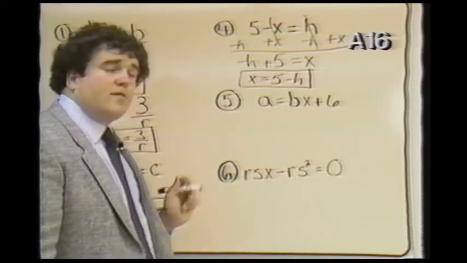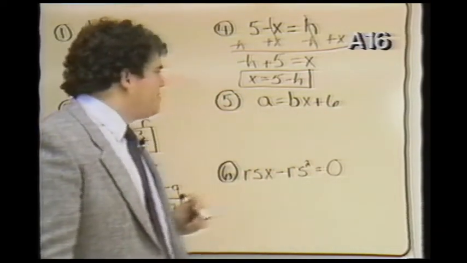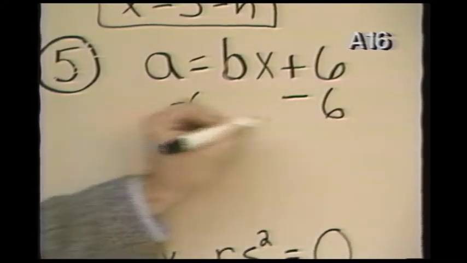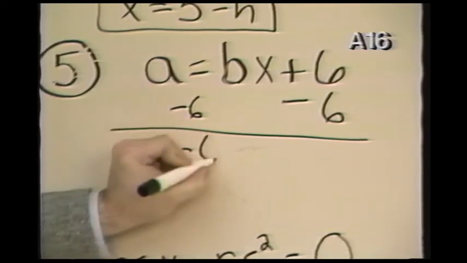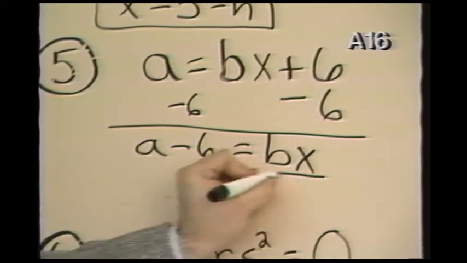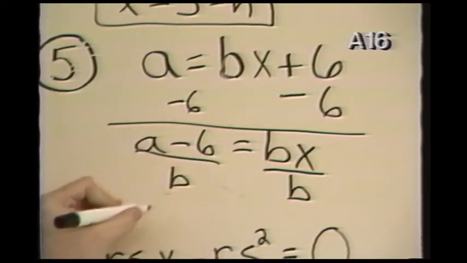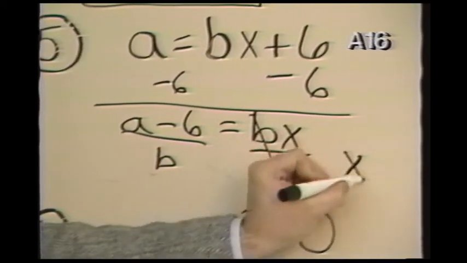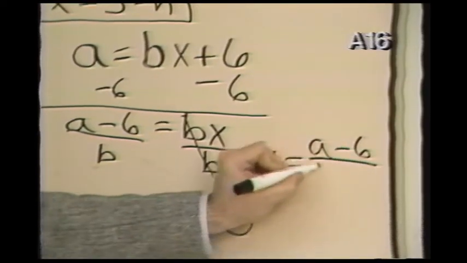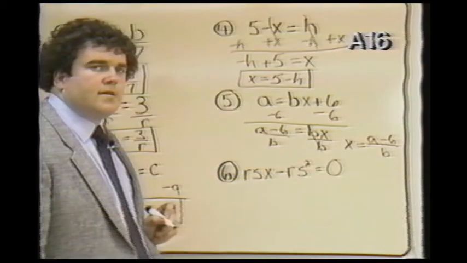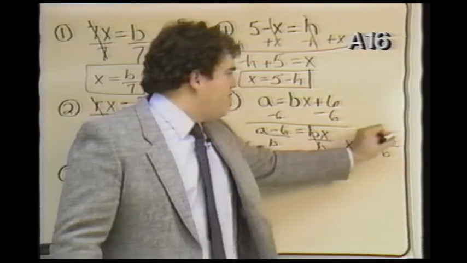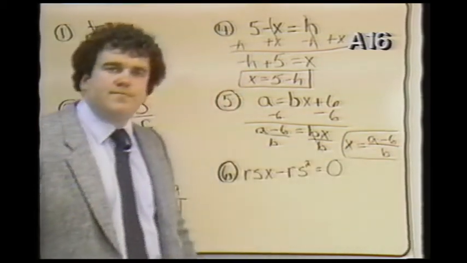Problem number 5. We get a little more detailed here. a equals bx plus 6. Subtracting 6 from each side, we will find that a minus 6 is equal to bx. We now divide each side by b, and we find that x is equal to a minus 6 over b. That's the important thing: x equals. Notice every single one of my answers starts with x equals.